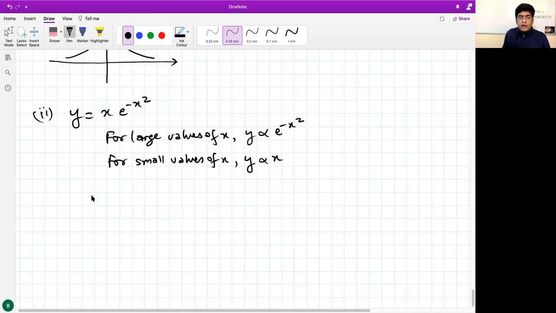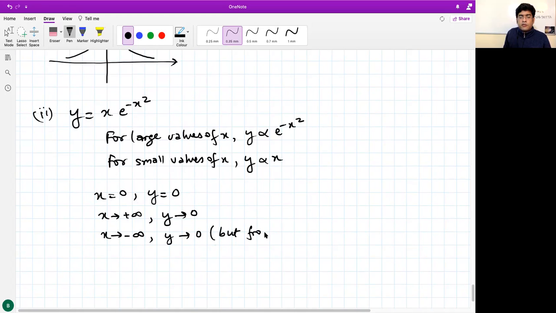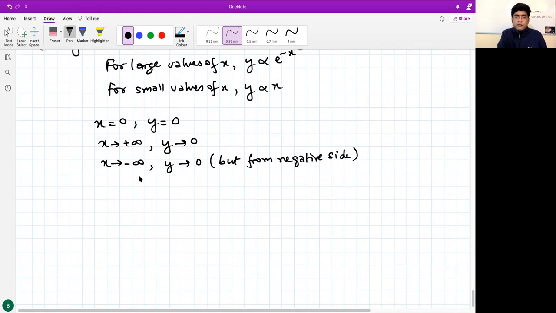Now what happens at x equal to 0? At x equal to 0, y will become 0. For x tending to plus infinity, what will you get? Y will tend to 0, and for x tending to minus infinity, y will tend to 0, but from the negative side, because the x will be negative on that side.